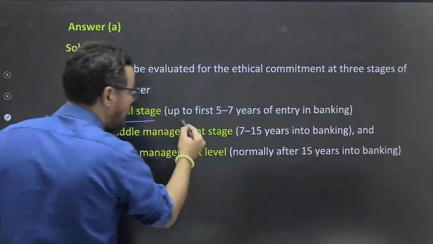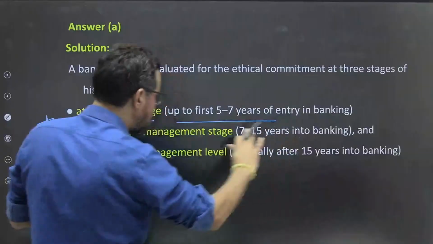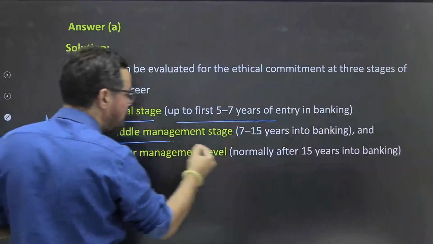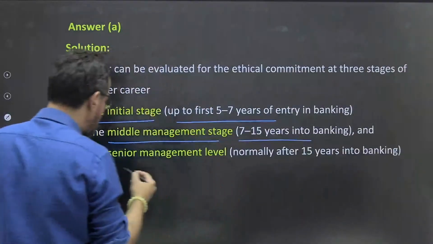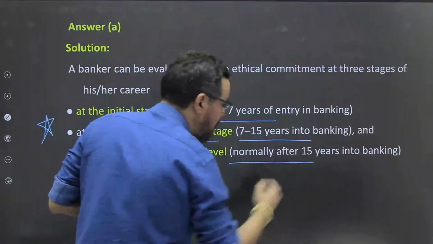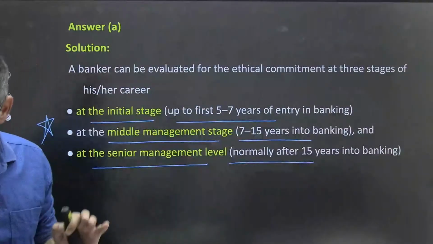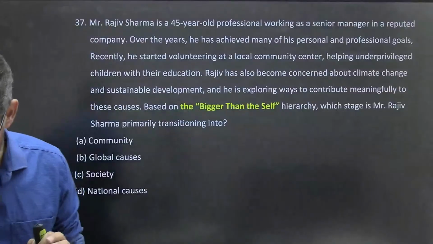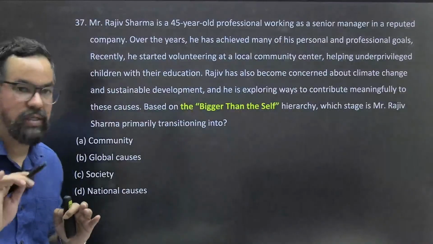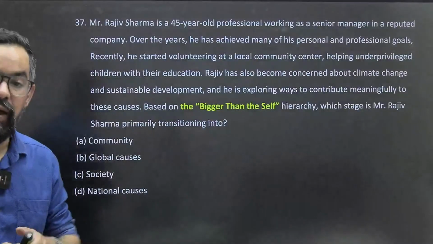Initial stage is up to the first 5 to 7 years of entry in the system. Middle management is 7 to 15 years, and senior management level is normally after 15 years of banking. So option A will be the correct answer for this particular one. Please do remember this one. It is important, such small things, and they will ask it for 1 mark.